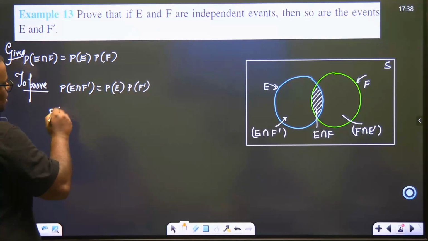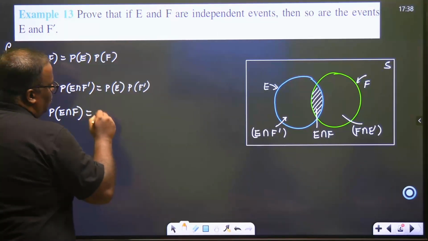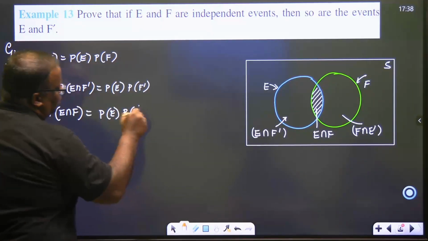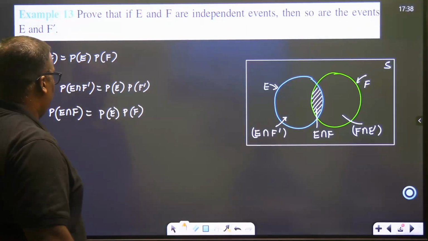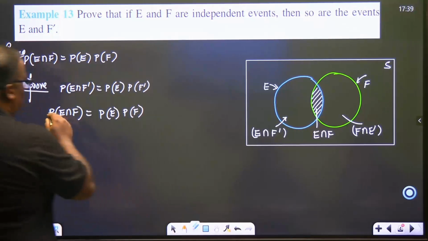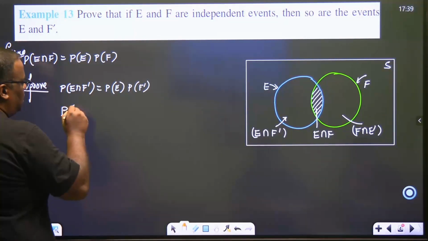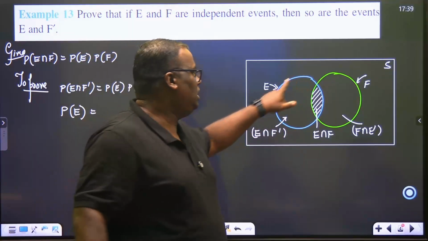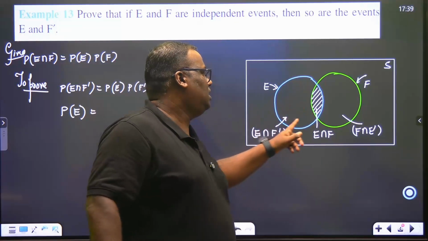So P E intersection F is equal to P of E into P of F. This is what is given to us. Okay. Fine. Okay. Can we write it like this? Can we write PE something in this manner? P of E. Now, if you want to find out only E, think as sets. Okay. Think as sets.